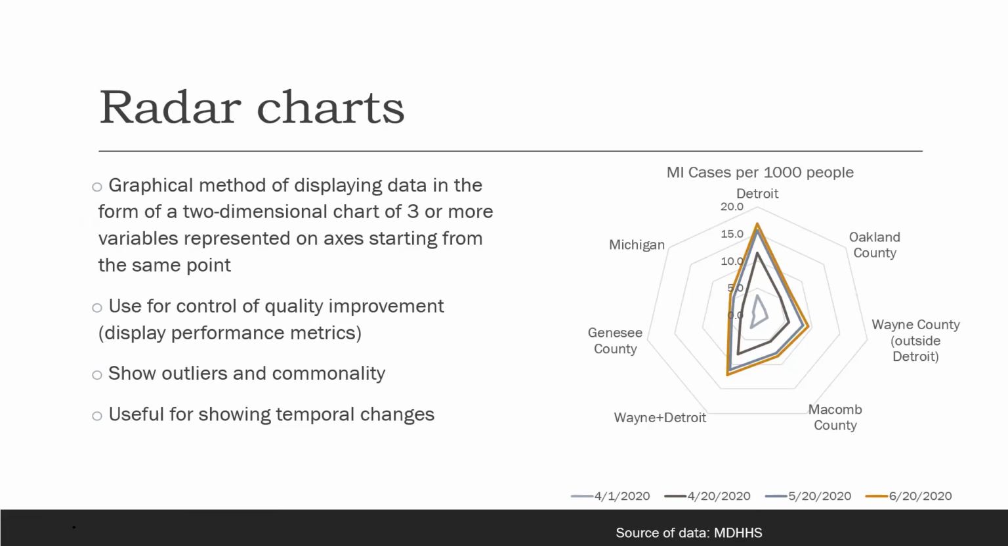Another type of graph that I actually had never used until last year, and it was a colleague that had suggested plotting some data this way. I was using bar graphs initially, and a colleague said, you should try using a radar graph or a radar chart. This allows you to display data in a two-dimensional form of 3 or more variables. So you can see here, I'm plotting the number of cases, in this case per 10,000, in different areas of Michigan and also Michigan overall, and I'm plotting it over time.